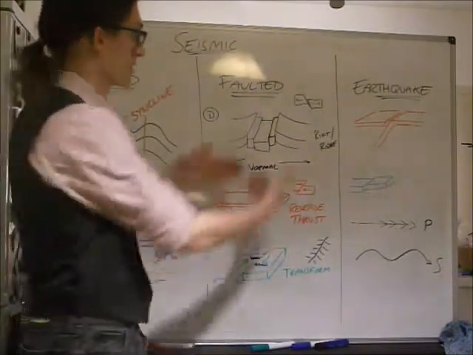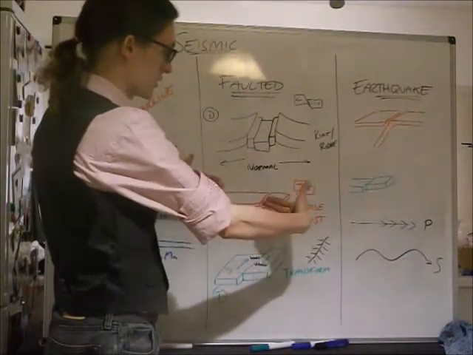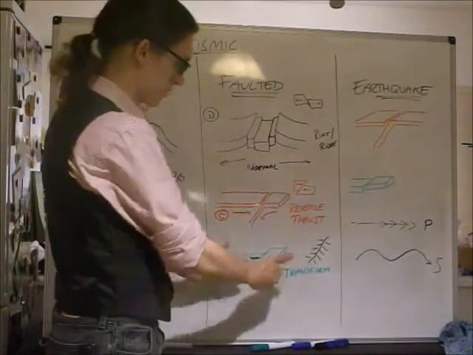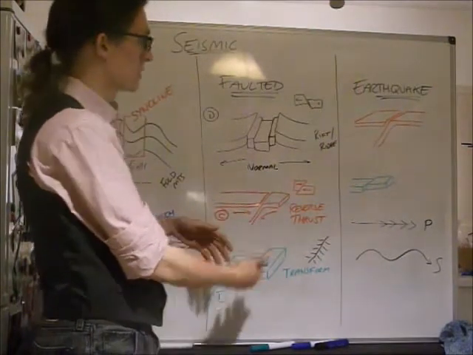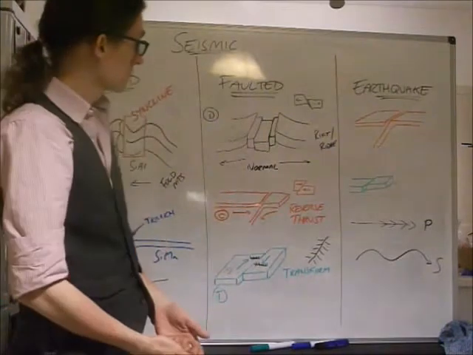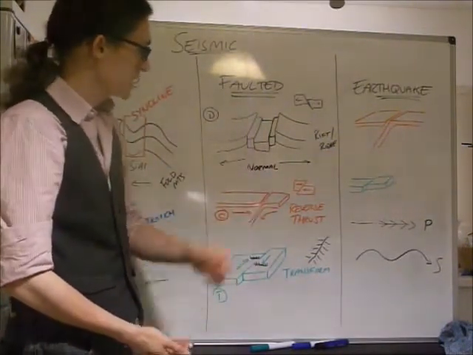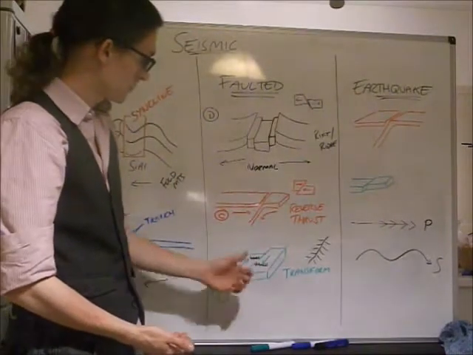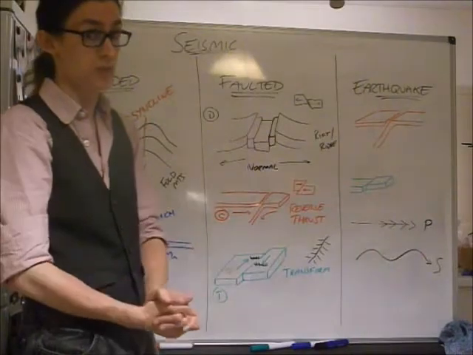So to recap these, normal faults, pulling apart, reverse thrust, pushing together, transform, sliding past each other. Each one creates a different landform. In terms of which ones are more distinctive, rift valleys are pretty distinctive, as are trenches. Transform faults, maybe less so, but San Andreas can be seen from space.